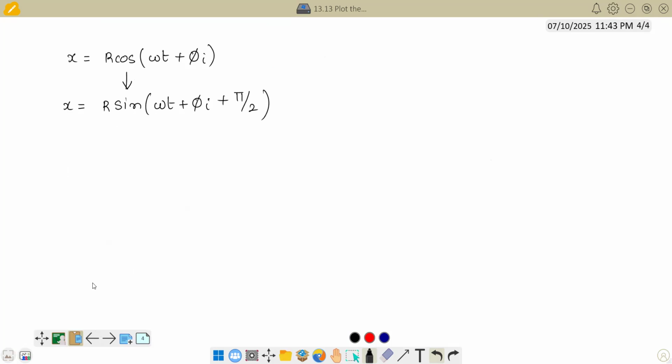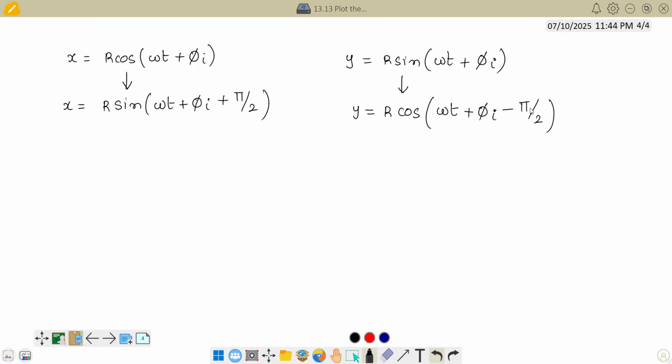Similarly, suppose you have y equals r sin(omega t plus phi initial). You can convert a sine function into a cosine function by removing a pi by 2. So you can take this omega t plus phi initial and remove a pi by 2. If you remove a pi by 2, the sine function would become a cosine function.